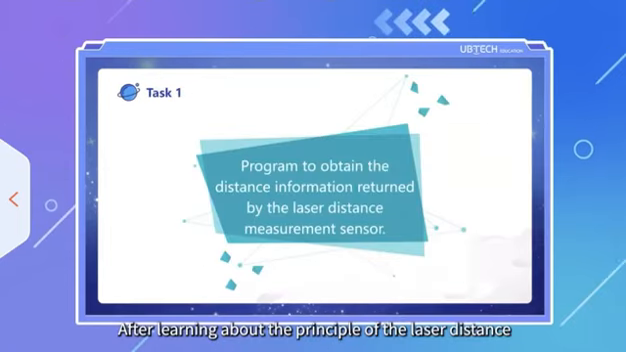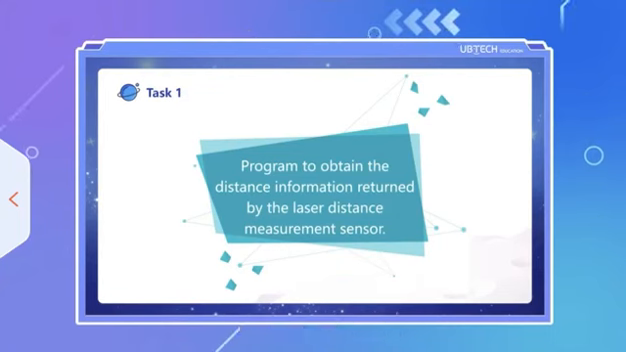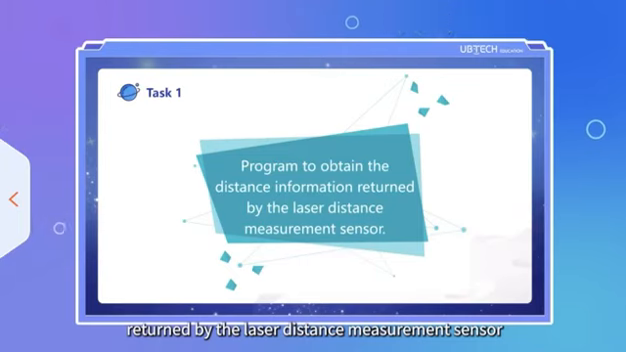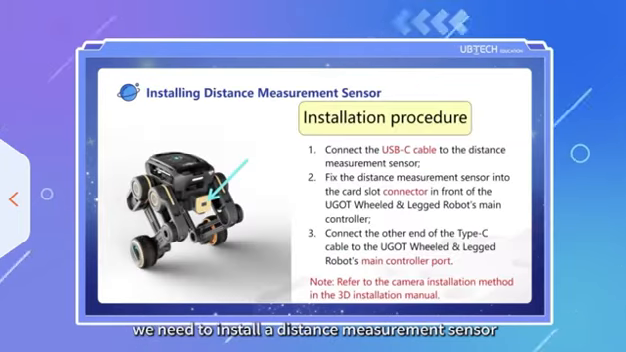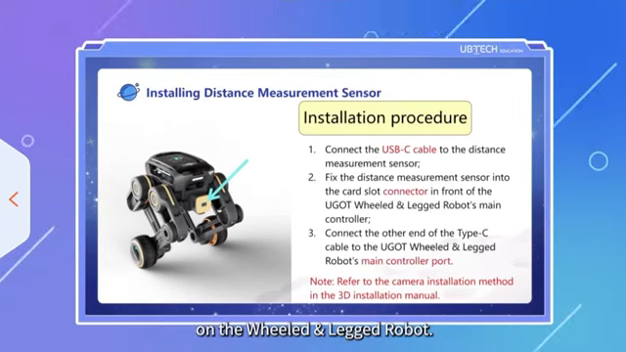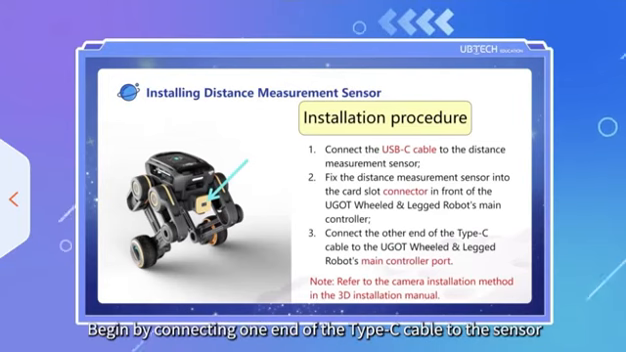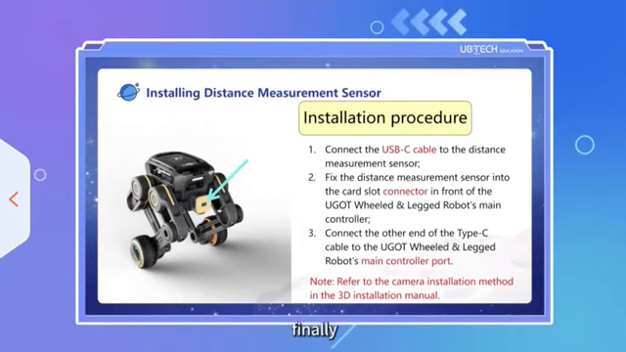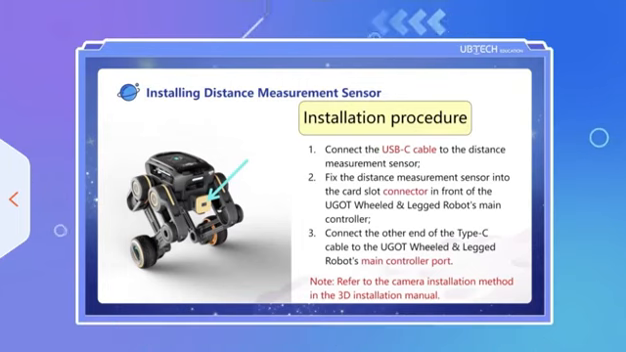After learning about the principle of the laser distance measurement sensors, please complete Task 1. Program to obtain the distance information returned by the laser distance measurement sensor. First, we need to install a distance measurement sensor on the wheeled and legged robot. Begin by connecting one end of the Type-C cable to the sensor. Then fix the sensor into the connector in front of uGot. Finally, connect the other end of the cable to the main controller port.